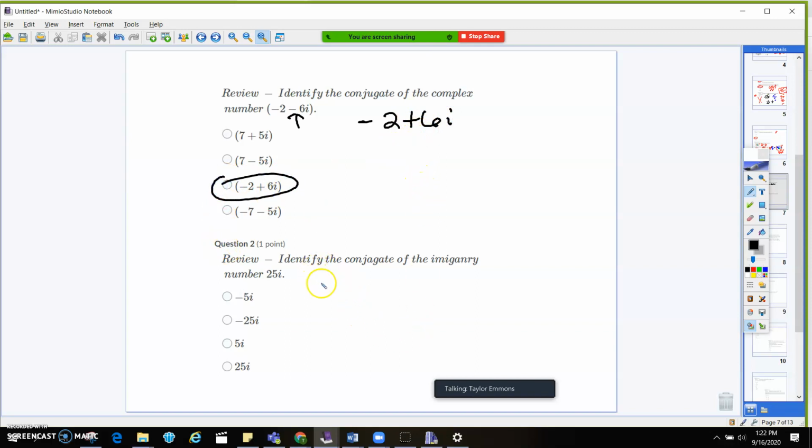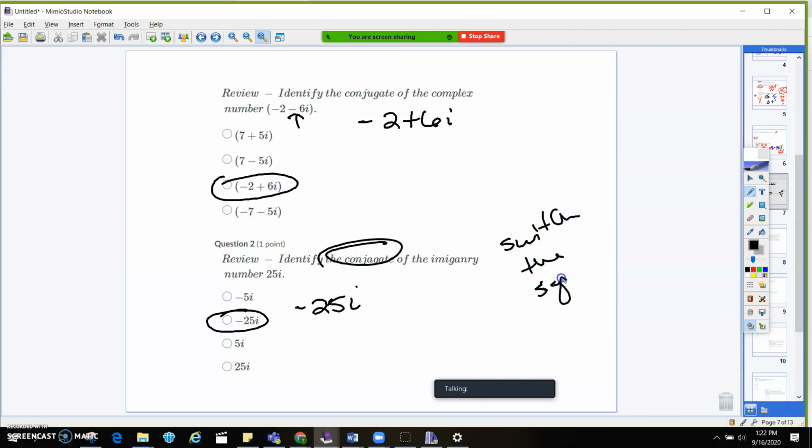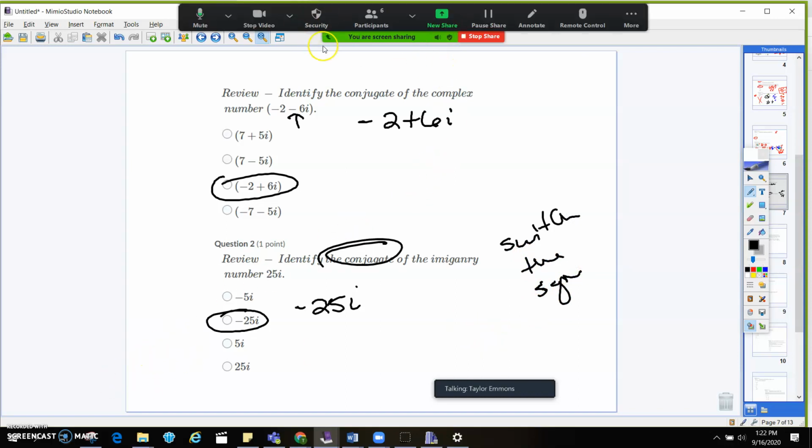On number 2, it says identify the conjugate of the imaginary number. So I'm going to take the sign and change it. So that's going to be -25i. So if you are trying to find the conjugate, you need to make sure that you switch the sign. Okay? All right.